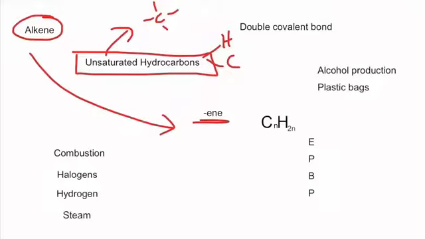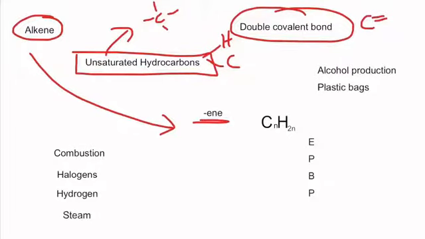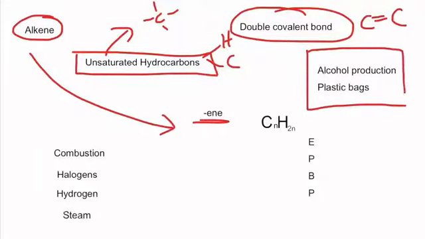Now these alkenes are characterized by a double covalent bond. That's the functional group, and that makes sure that they react the way they do, and they have the characteristics that they do. And this is the double C=C bond, the double covalent bond between carbon atoms. We also know that alkenes in everyday use are used in alcohol production. You remember that with the reaction with steam that we went over. And they can also be used to produce plastic bags in a process known as polymerization.